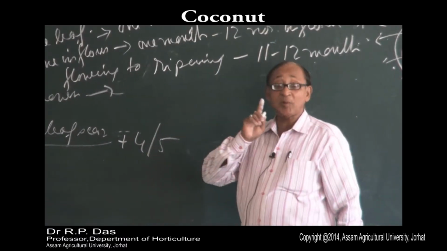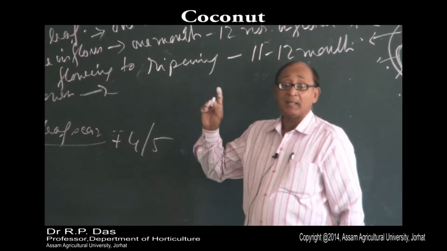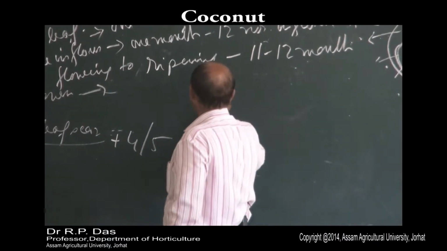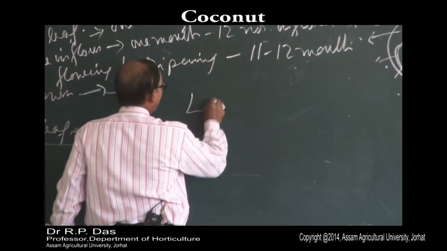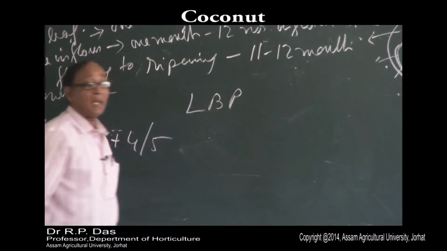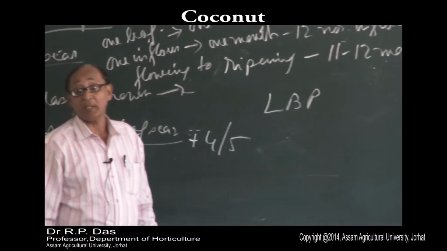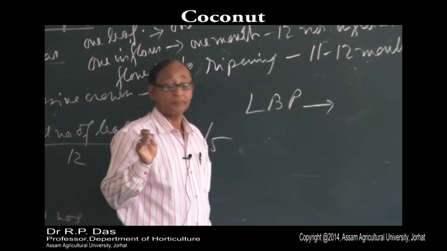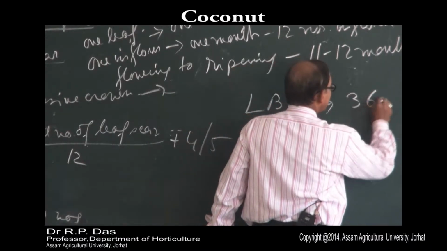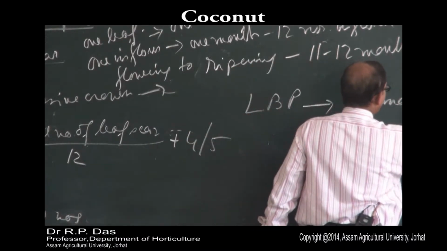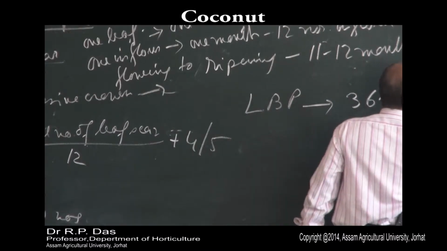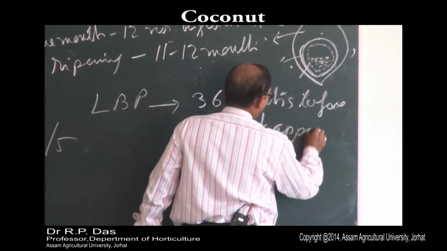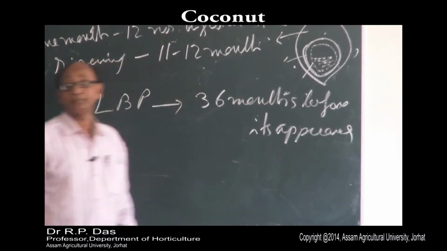But if you see this physiology of the leaf occurrence and inflorescence, then you will find that the leaf bud primordia, LBP, that is leaf bud primordia, differentiated 36 months before its appearance, when it comes to our notice.